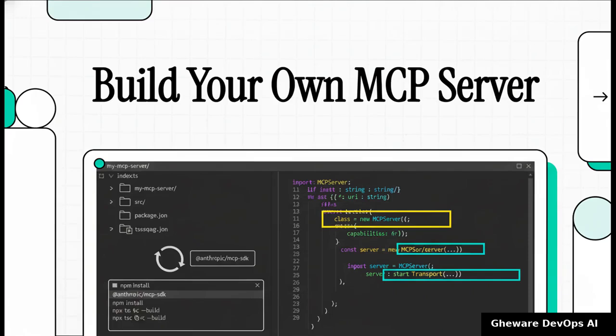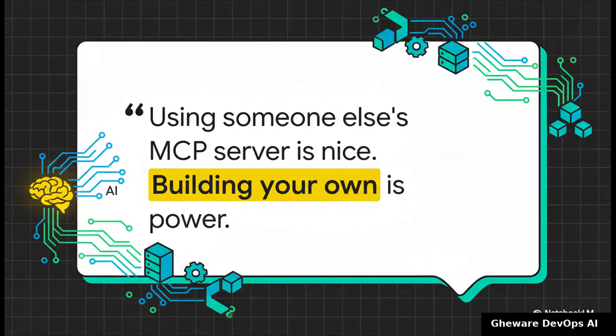All right, let's dive right in. In this explainer, we're getting our hands dirty. We're going to build a custom model context protocol server completely from scratch using TypeScript. I love this quote. It's so true. Using someone else's server is great, sure, but building your own? That's real power. And that's what we're doing today. We're going to give you the power to connect an AI to your own systems.